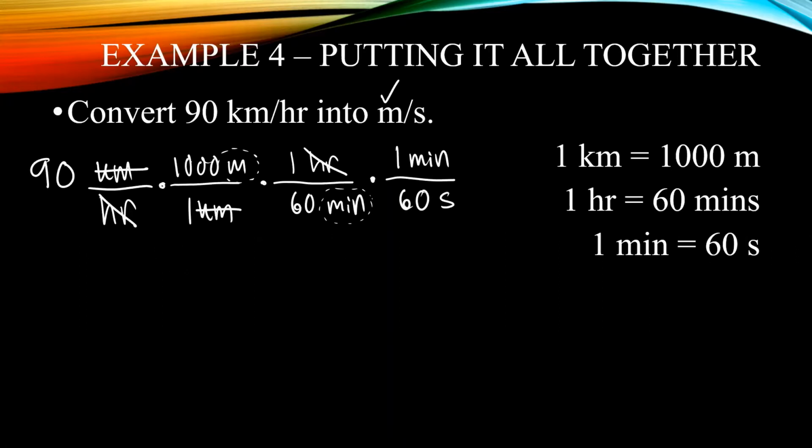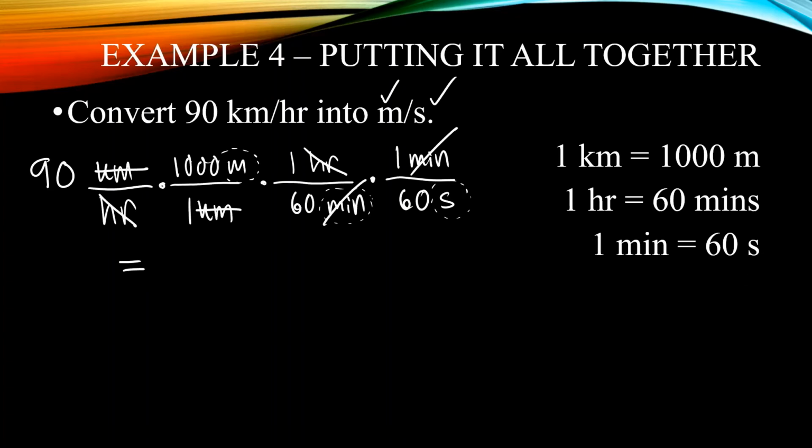And then for every 1 minute, there's 60 seconds. So I put my 1 minute on the top and my 60 seconds on the bottom. Minutes cancel here, and minutes cancel here. So now notice that my final units in the denominator are seconds. I have meters on the top and seconds on the bottom, which is exactly what I wanted. Now, to get my final answer, if the number appears in the top, then you multiply, and if the number appears in the bottom, you divide. So I'm going to end up doing 90 times 1000 divided by 60 and then divided by 60 again.